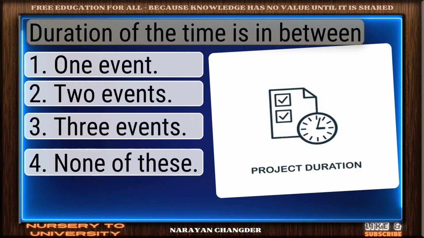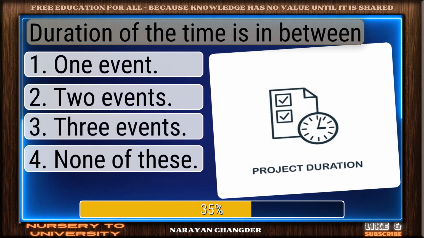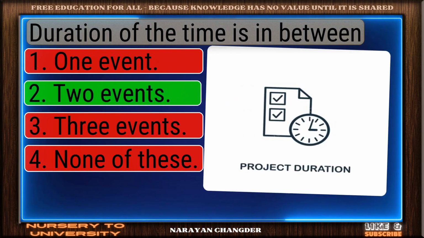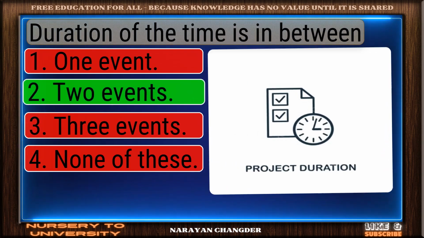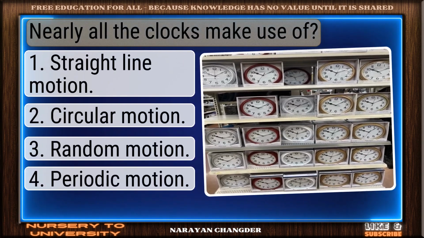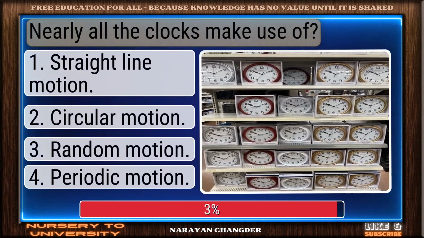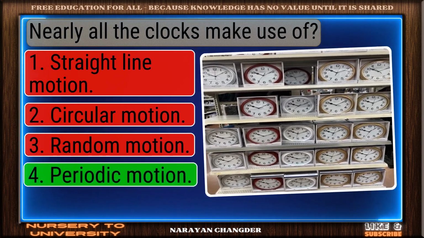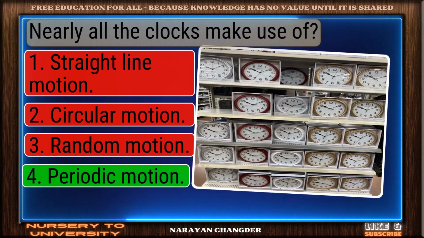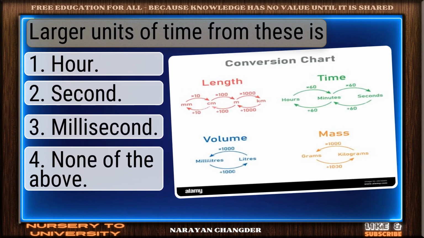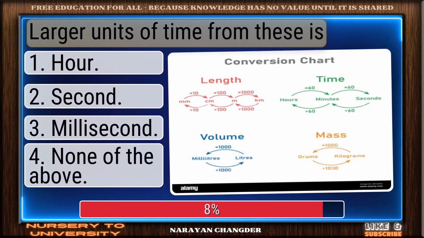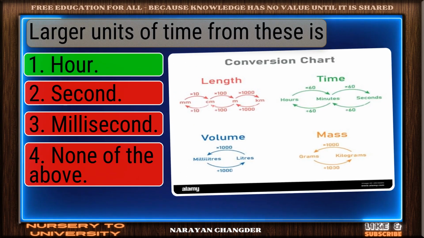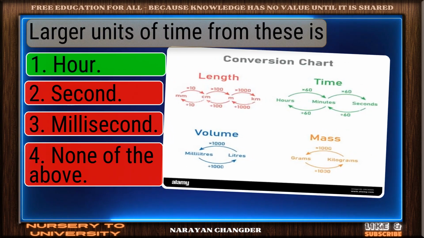Question number 158. Duration of time is in between. Perfect. 2 events is the correct choice. Question number 159. Nearly all the clocks make use of. Correct. Periodic motion is the right answer. Question number 160. Larger unit of time from these is. Sharp thinking. Hour is the right choice.